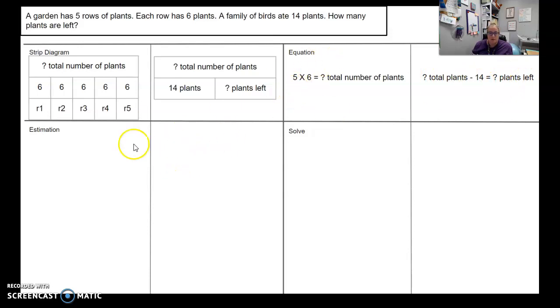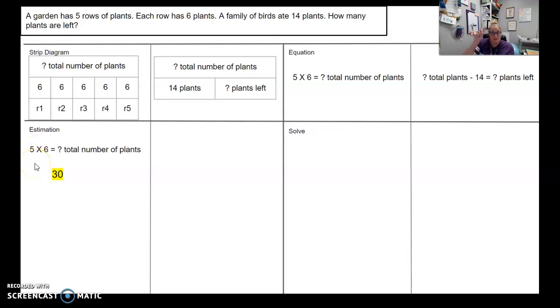So again, I'm going to use my equation, and I'm going to bring down my estimation for step 1. And I have 5 times 6 equals the total number of plants. So 5 times 6 is pretty easy. So sometimes the numbers that we are given are actually numbers that are pretty easy to work with. And so since I already know how to skip count by 5, I'm actually not going to do anything different. So I'm going to keep my estimation as it is.